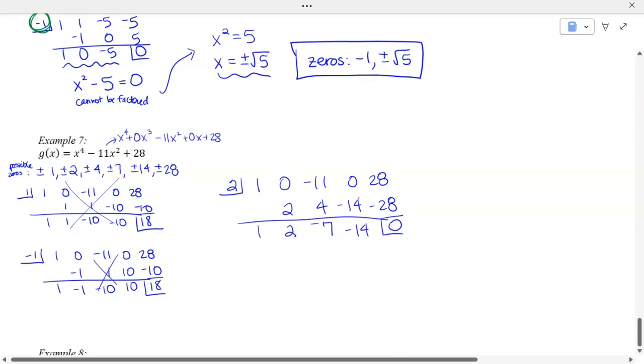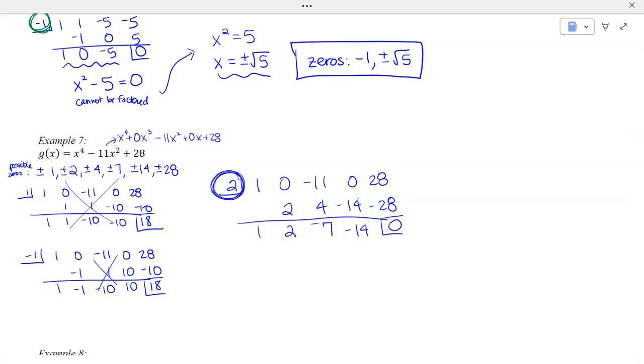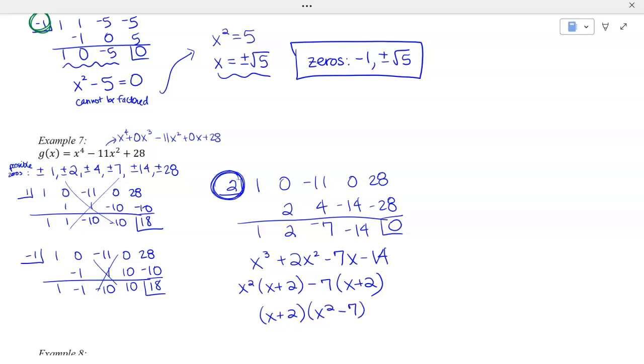So hopefully you got to this point. You found that 1 and -1 did not work, but this 0 of 2 does work. And because we started out with a 4th degree power, we can now assign a 3rd degree power. So we have x cubed plus 2x squared minus 7x minus 14. And when you write this out, I'm hopeful that you recognize that this is something you could factor by grouping. So we've got x squared times x plus 2, and then we can factor out a 7 out of our last two terms, and x plus 2. So we end up getting x plus 2 times x squared minus 7.